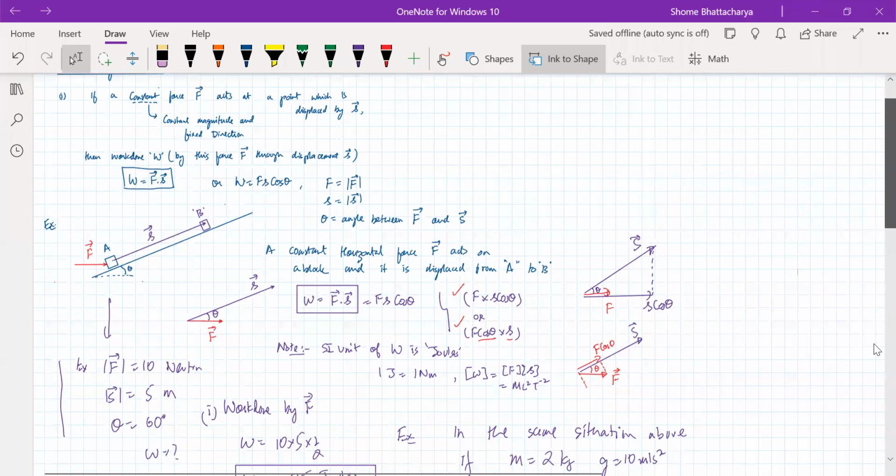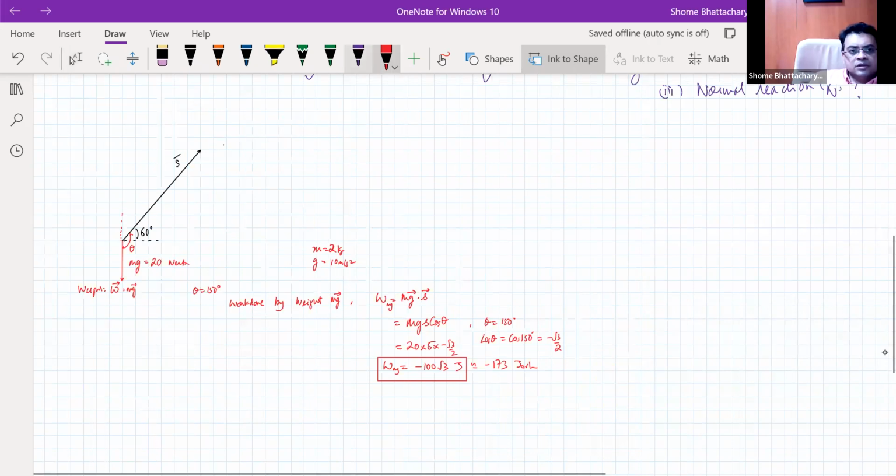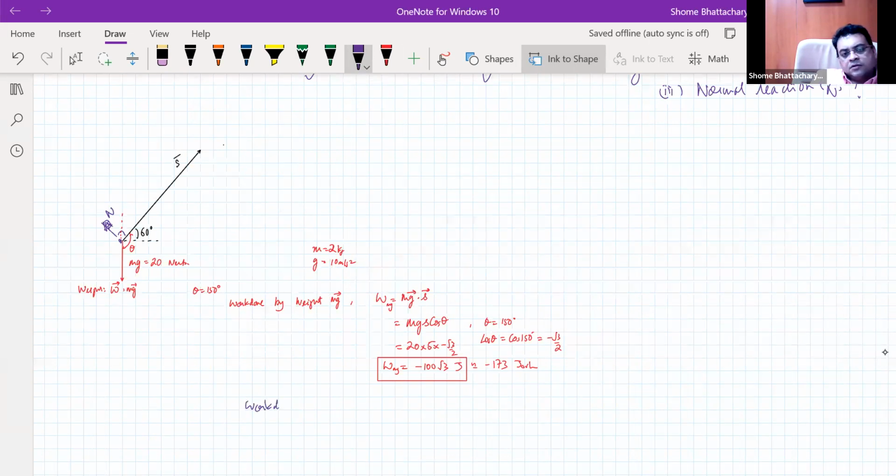So it is scroll down. Okay. So the mass was 2 kgs, so like this. Whereas now if you look at the normal reaction, the third force, that's acting like this. It is acting perpendicular to the displacement. So work done by normal reaction, that will become how much now? It will be 0. Cos 90 is 0.